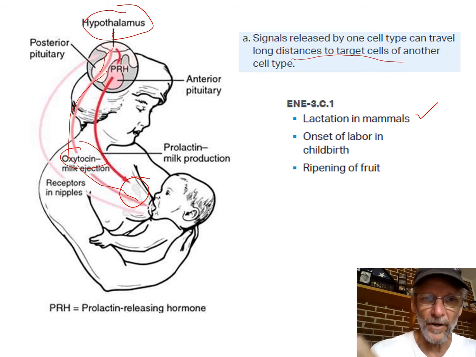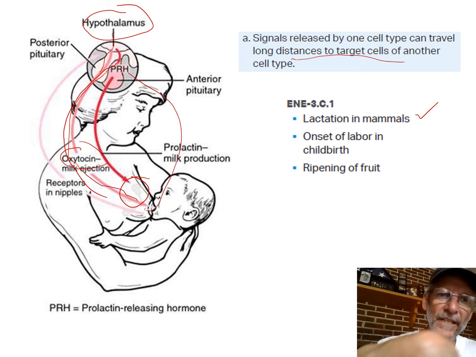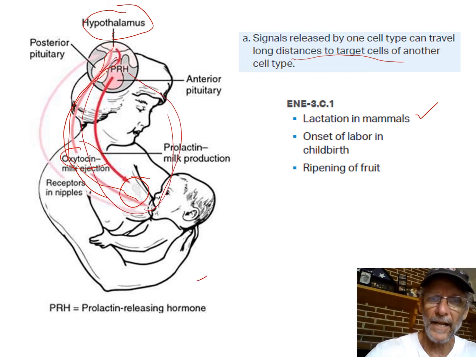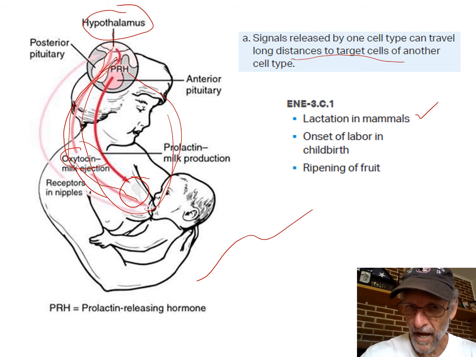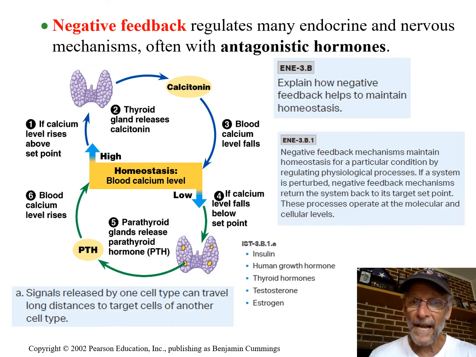Okay, and sorry, back to the positive feedback, more and more, right? More milk production causes more suckling, which triggers more milk production, until the suckling stops, then the milk production will go down. So this is what the graph for positive feedback looks like, as opposed to the negative feedback graph.